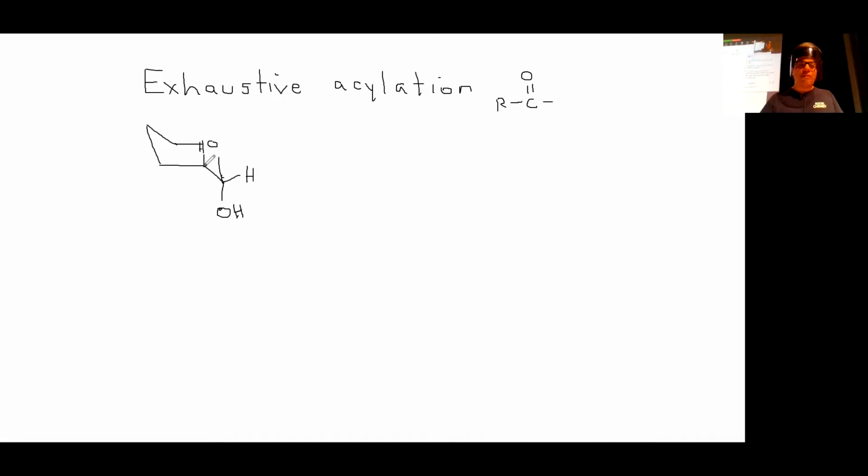So let's go back to maybe our glucose. Maybe today we've got the alpha anomer, where the OH is downish. And let's say we wanted to acylate all of those oxygens. Well, I just want to be sure I do this the same way as in your book. I don't want to confuse you. But you actually have your choice of reagents.